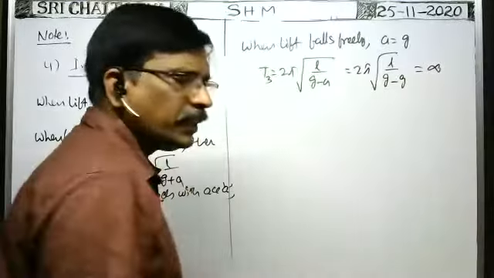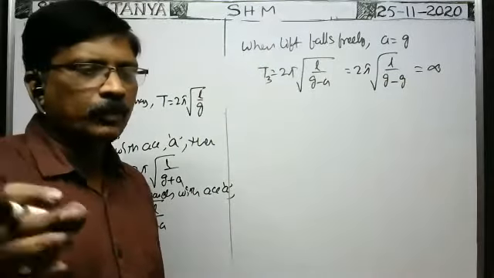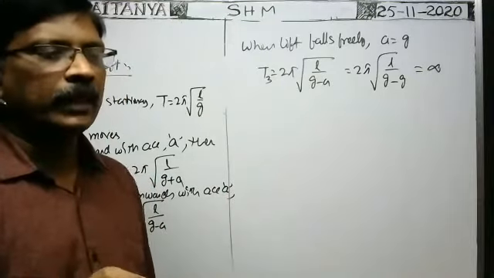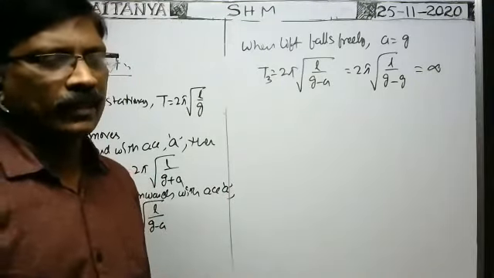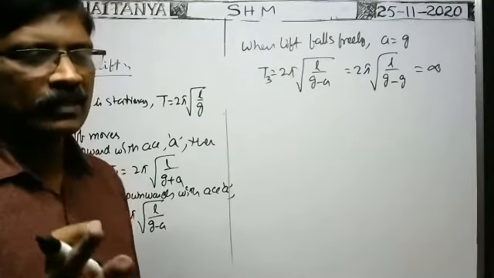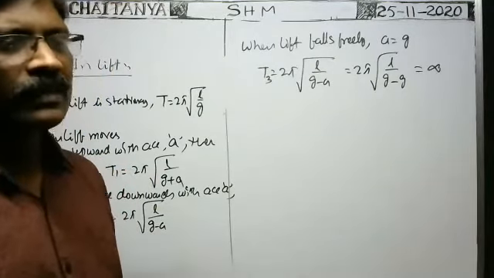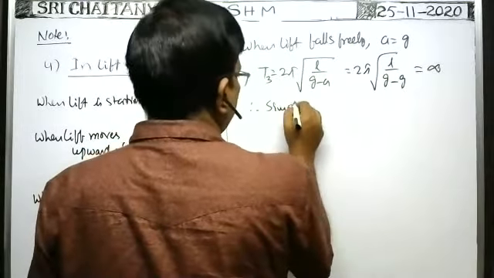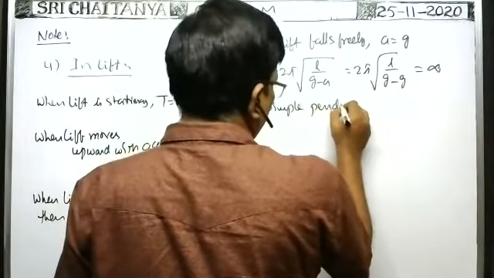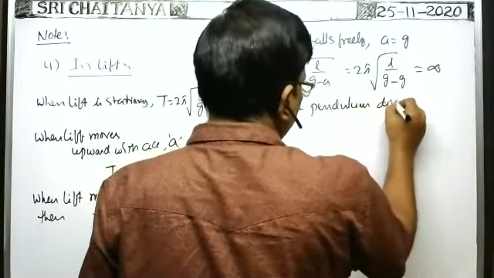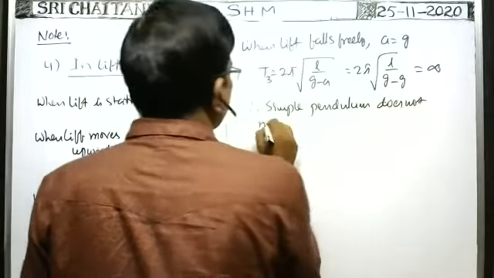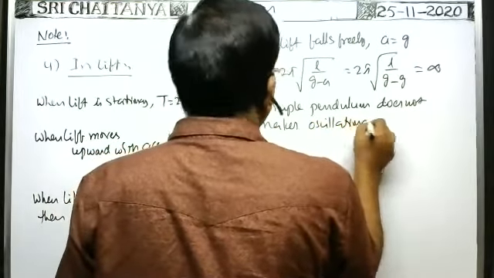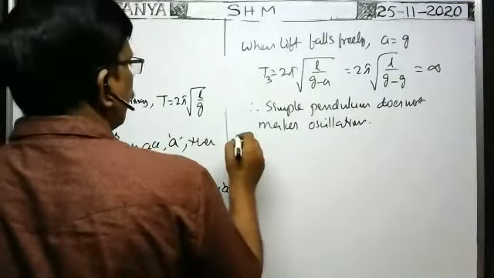So the time period is infinity, which means the time taken by the simple pendulum to complete one oscillation is infinite. That means very slowly it makes oscillations. Time taken to complete one oscillation is infinity means it does not make oscillations. So therefore, the simple pendulum does not make oscillations.